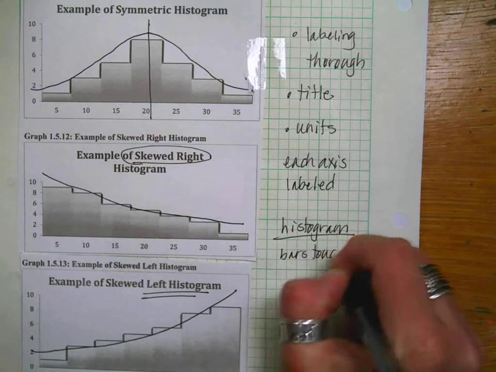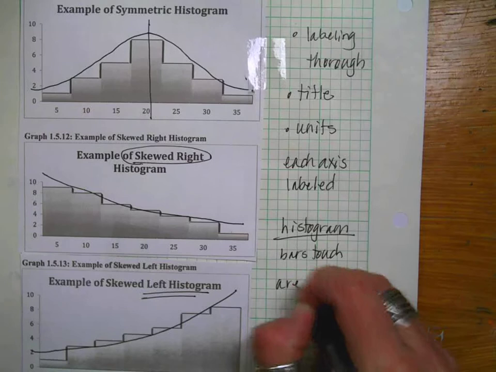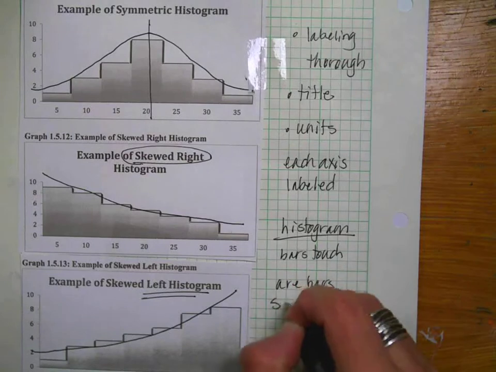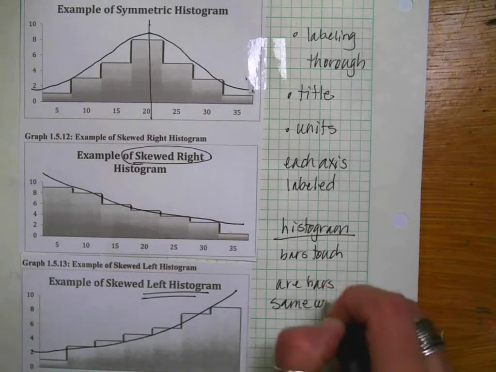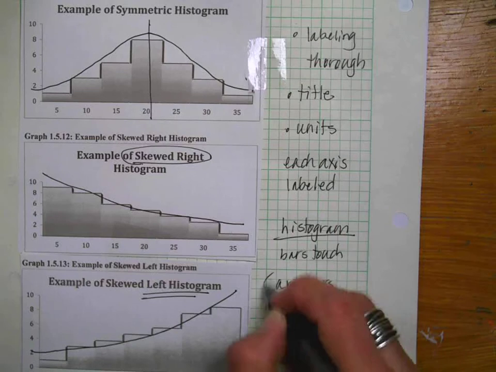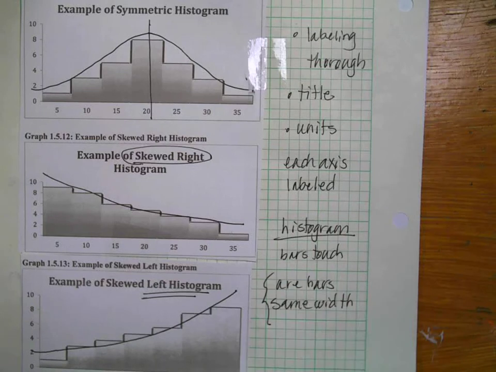If we're looking at a histogram, which these are, and remember that's where the bars touch, are the bars the same width? And that's really, really important for the overall shape of the graph.